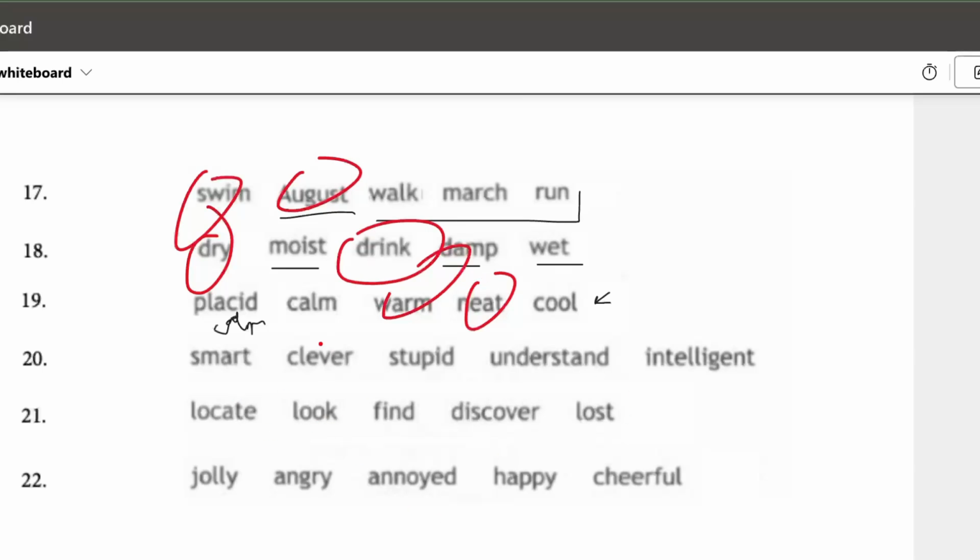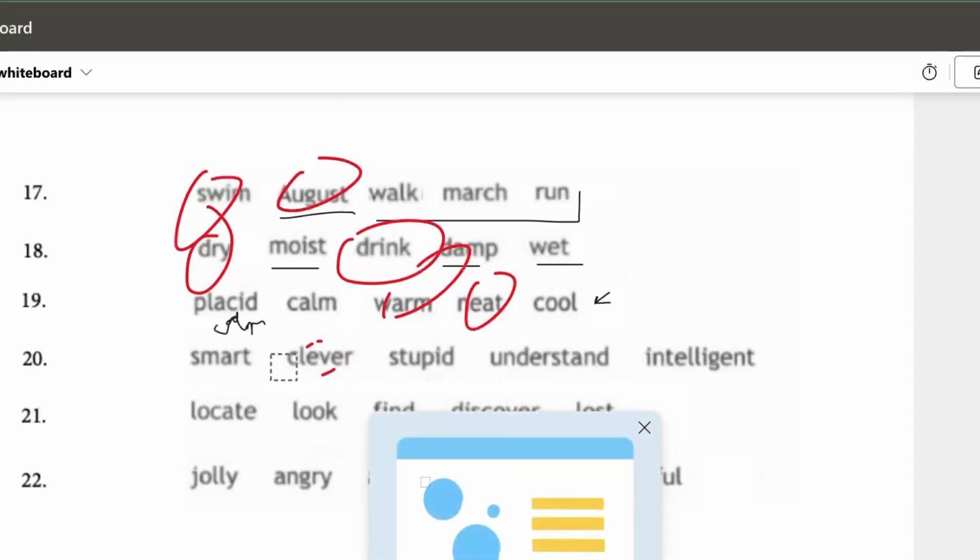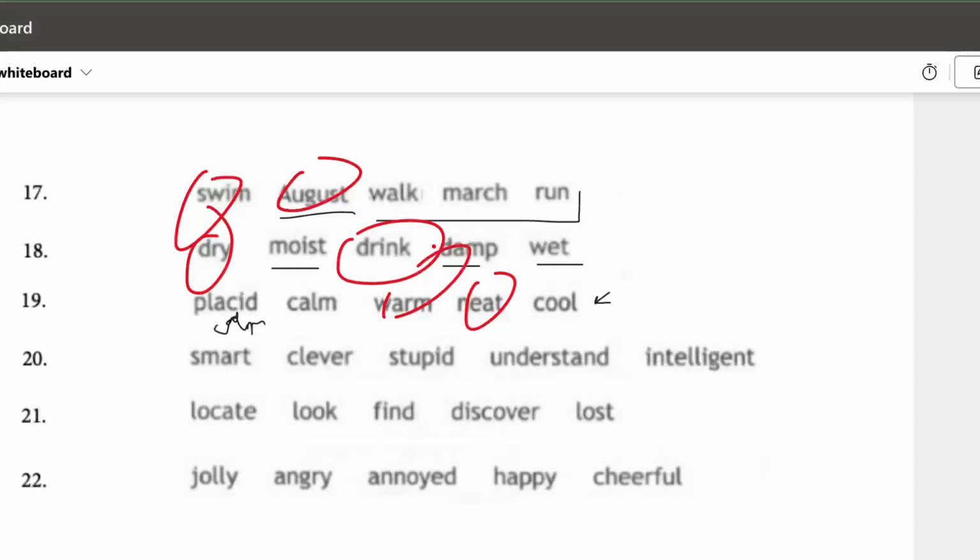Next one, we have words such as intelligent, clever, and smart. These are synonyms to describe someone who is smart. However, words such as stupid and understand, stupid is the opposite, and understand is not necessarily a synonym for the word of someone being clever. Someone can be clever because they understand something, but that doesn't mean they are clever.